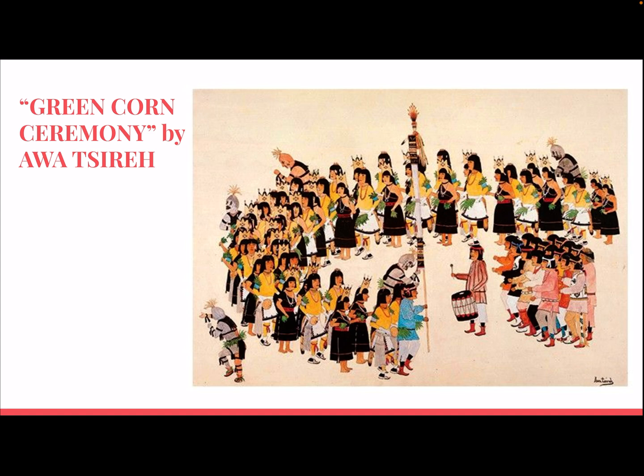Corn ceremony typically occurs in the late summer and is tied to the ripening of the corn crops. The ceremony is marked with dancing, feasting, fasting, and religious observations. This ceremony is still celebrated today.